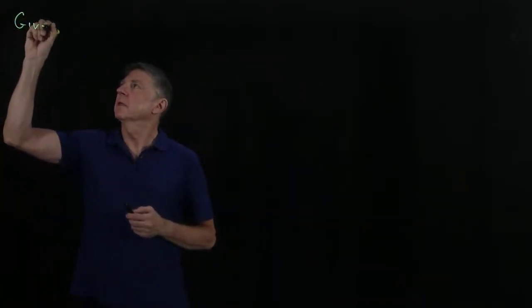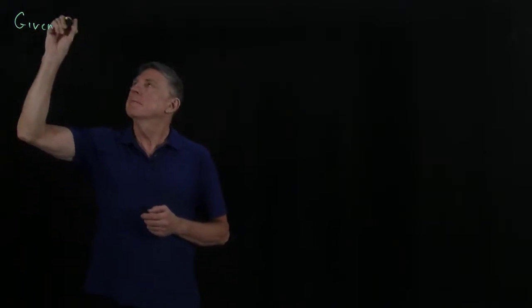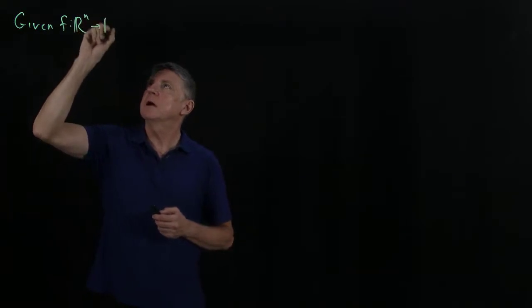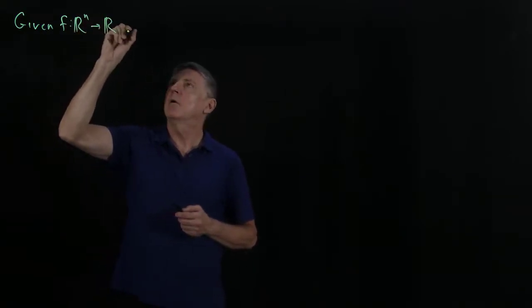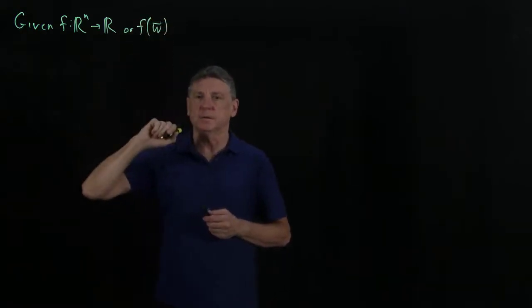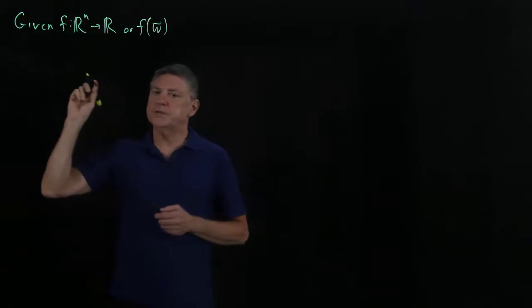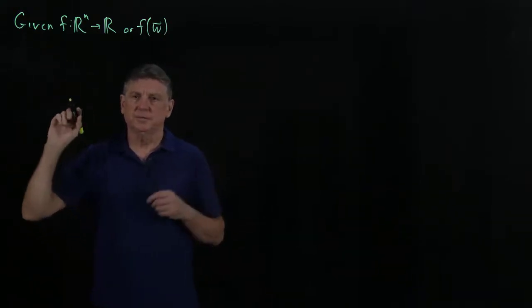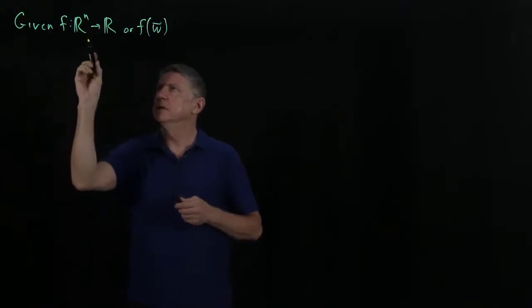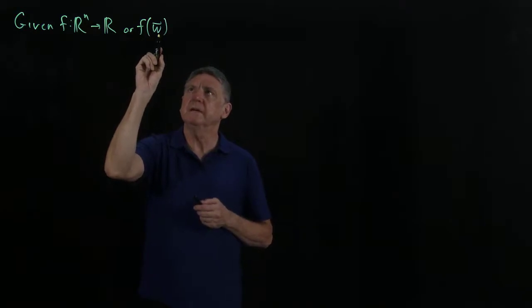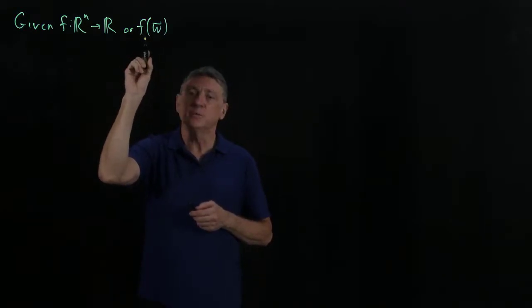Here's our motivation. Suppose that we're given a function that takes a two-dimensional vector and maps it to a real number. We could write that functionally as a function that has a vector argument. So the question is, what is the rate of change? If we give it a point in 2D space, we can compute a real number.